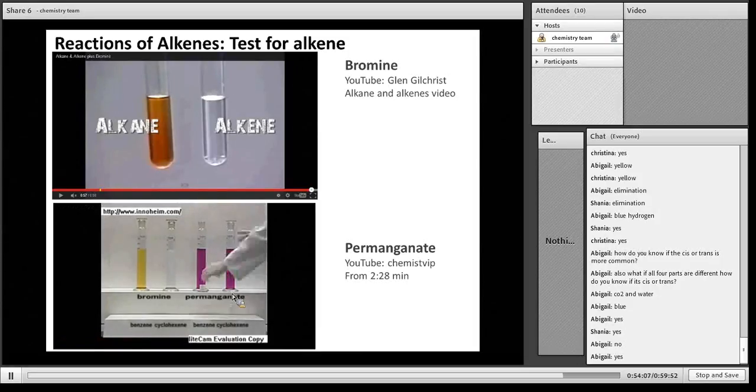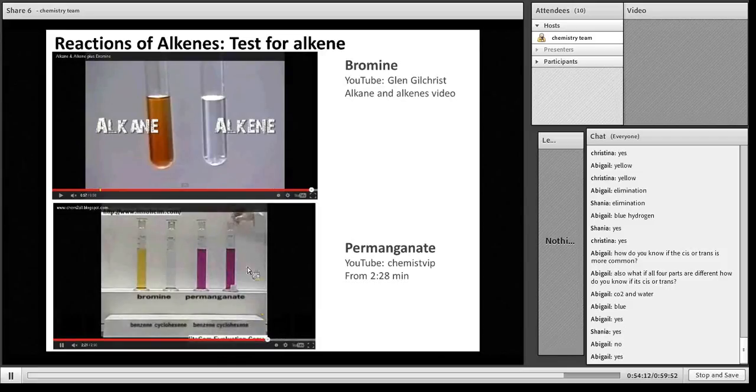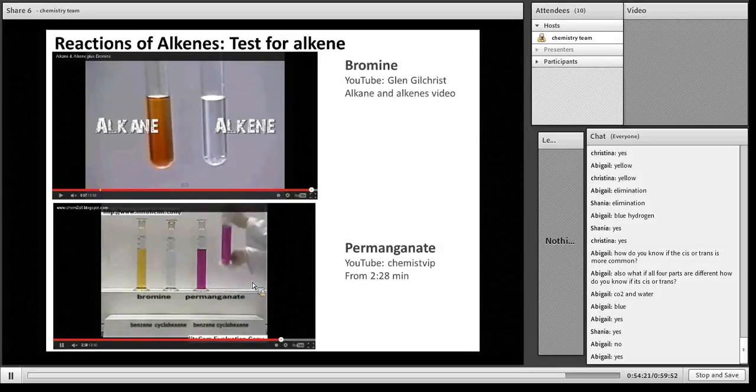If I just move this on a bit, because I want to show this, he's just added the alkene, the cyclohexene, and he's going to shake it, and notice the color change. The alkane didn't do anything, but it's gone that brown color. Now that brown color looks very similar to that bromine over there. It's not bromine, it's your MnO2. So the permanganate is decolorized. If we had acid, it would have gone colorless.